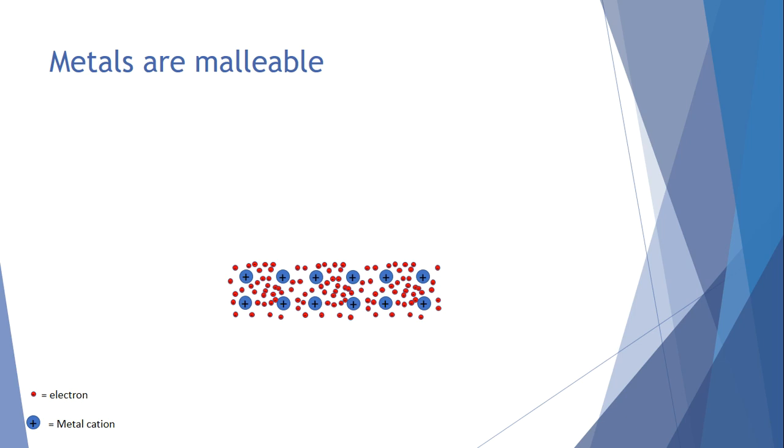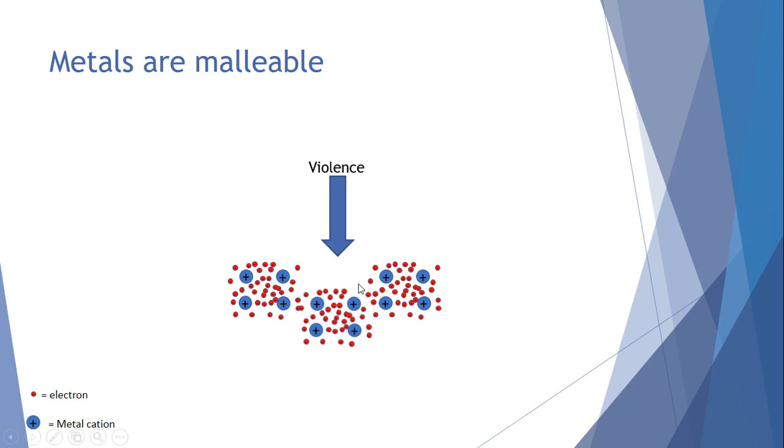Let's try to explain using a simple model of a metal crystal why metals are malleable. Say that we subject this piece of metal to some violence. We hit it with a hammer. What's going to happen? Well, we're going to shift atoms. We're going to bend this metal if we hit it hard enough with our hammer.